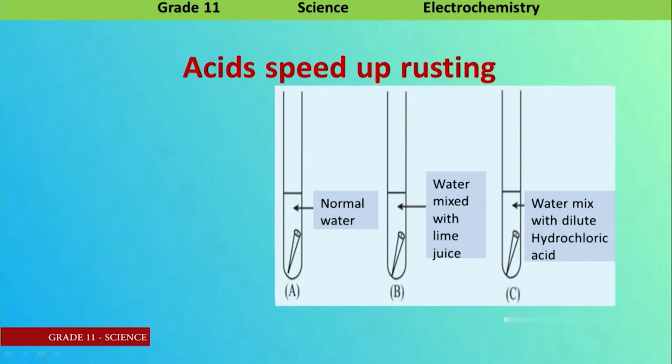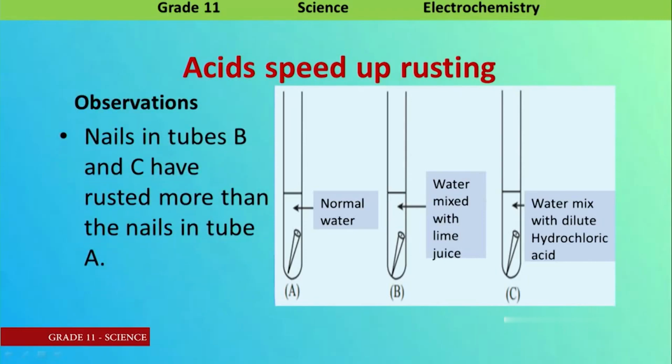When you arrange these setups and keep them for a few hours and observe, you will see that the iron nail in C has rusted more, B a little, and the iron nail in A very little. That means acids speed up rusting, right?